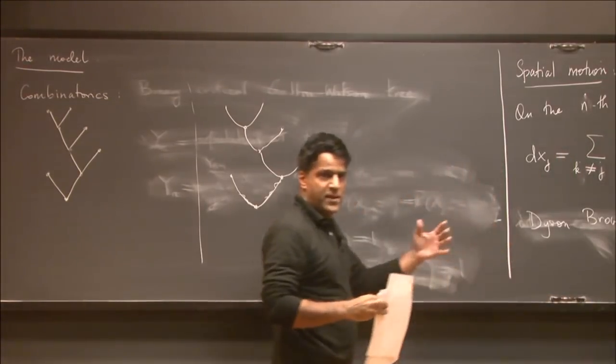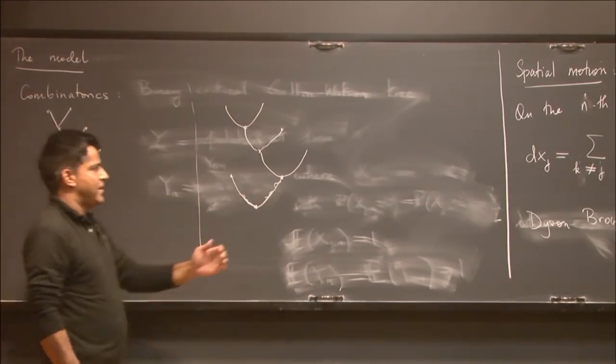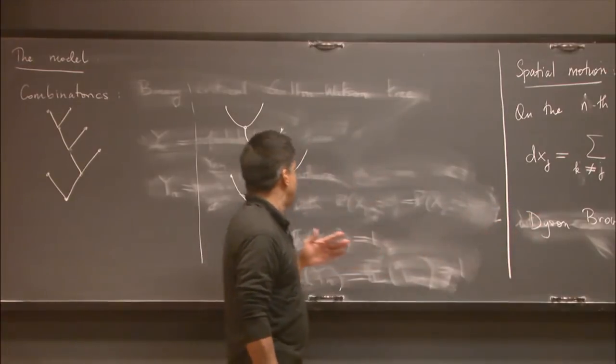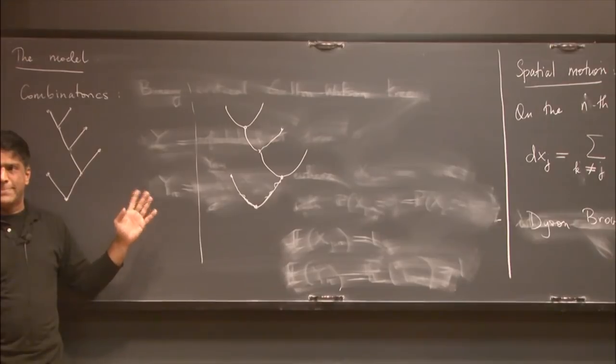Okay, so what we are doing is we are choosing as a driving measure for our Loewner process a Dyson-Brownian motion, which is a branching Dyson-Brownian motion, which is starting with the tree. Is the model clear? No.